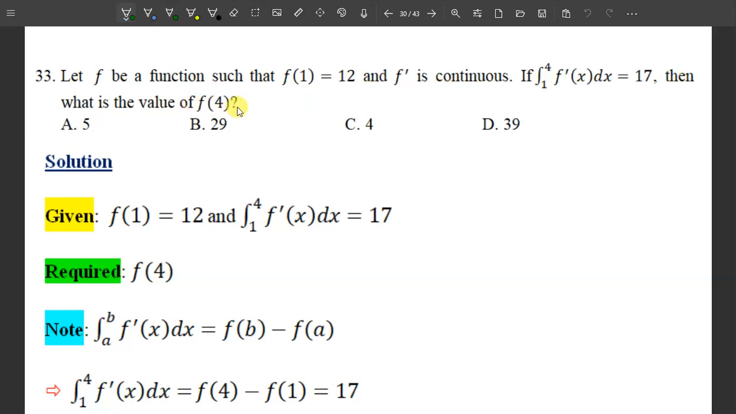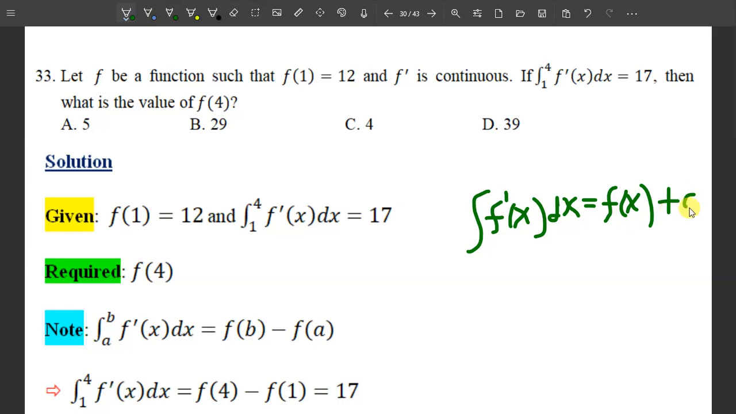That is the question. Now remember, by the rule or property of integration, we know that the indefinite integral of f prime of x dx is always equal to the antiderivative of f prime of x, which is f of x itself. Therefore, this is going to be f of x plus a certain constant c. That is the antiderivative of f prime of x.